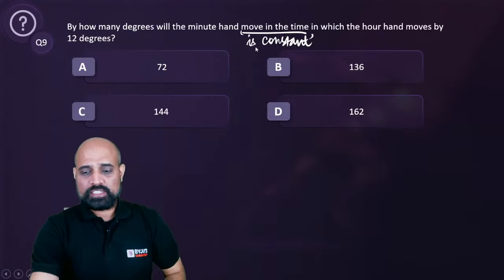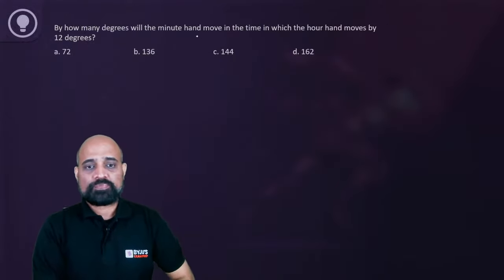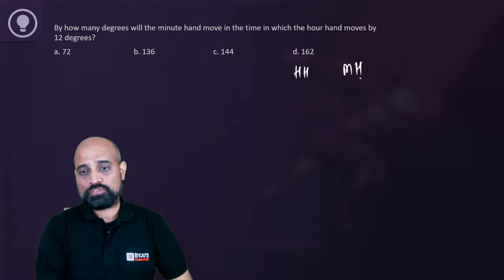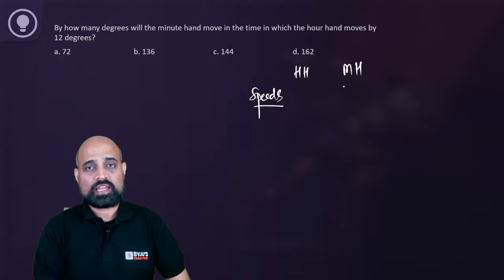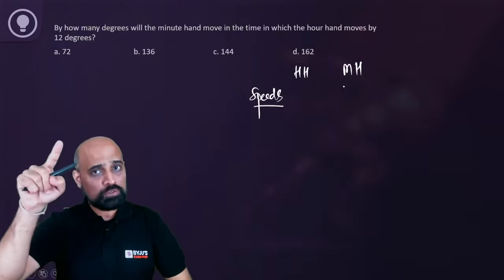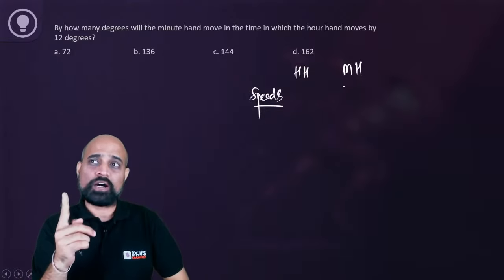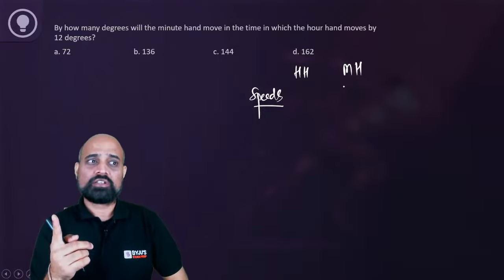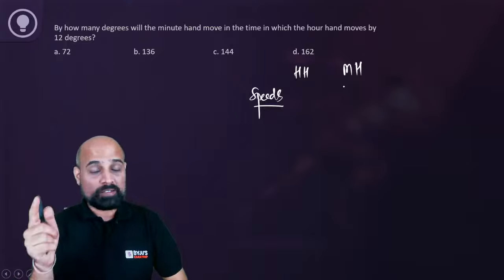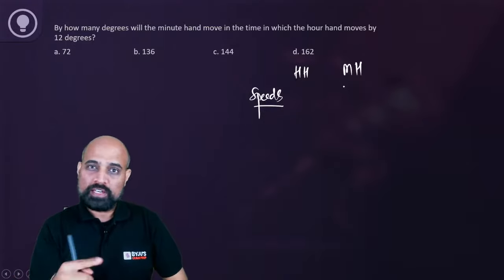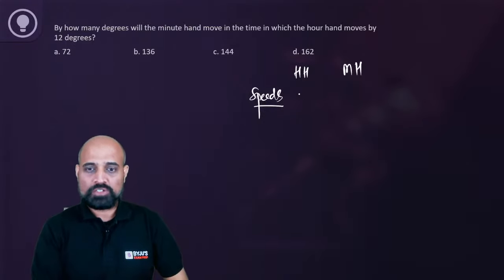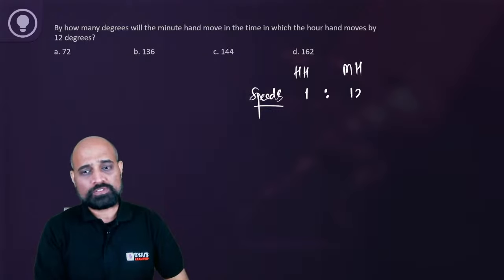Okay, let's solve this question. Hour hand and minute hand, what is the ratio of their speeds? When the hour hand takes 1 round, the minute hand takes 12, right? Because when the hour hand takes 1 complete rotation, that's 12 hours. So that means the minute hand is going to move the entire circle 12 times. So the ratio of their speeds is 1:12.